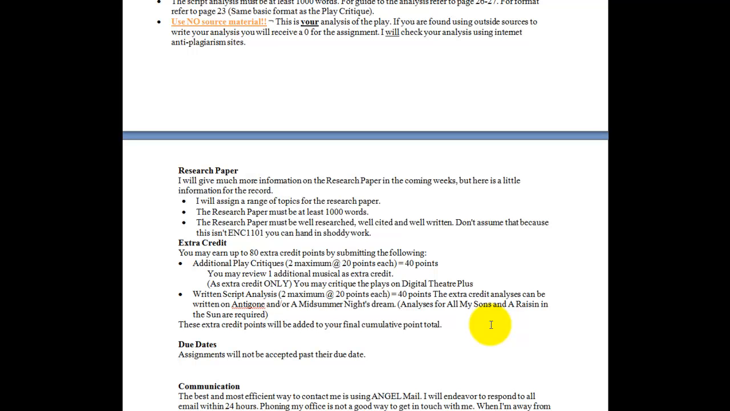Due dates. I will not accept an assignment past its due date. Period. If you wait until the last second to get something handed in and your computer freezes, I'm sorry. Don't wait to the last second. It'll be a very valuable lesson for you to learn.